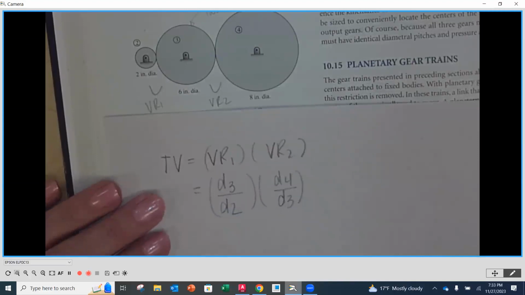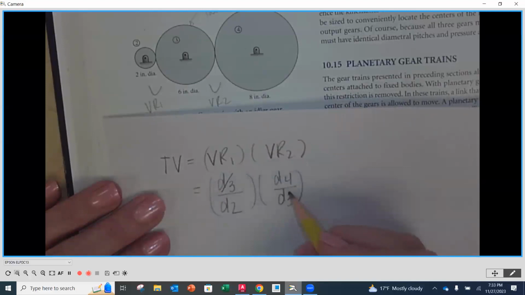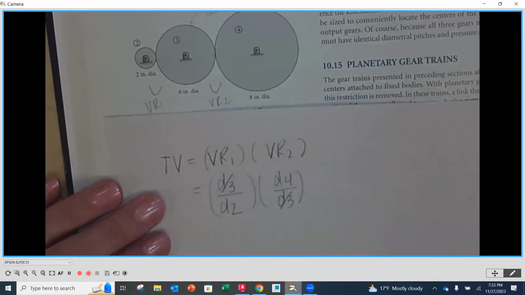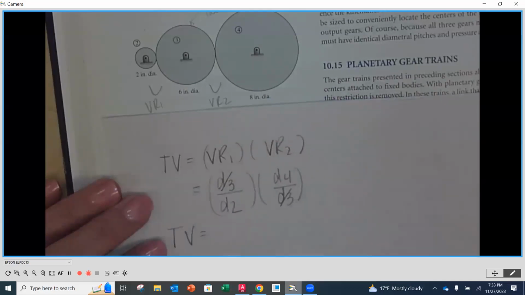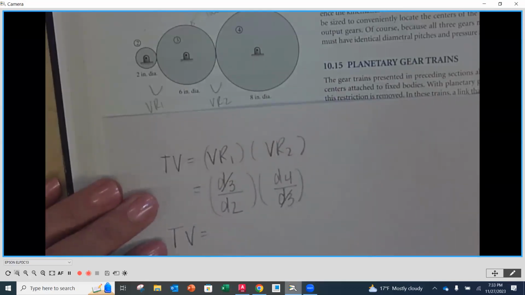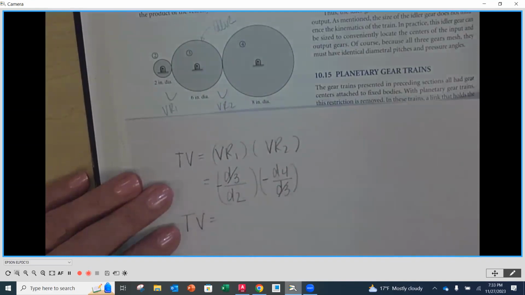So as we look here, if we multiply across the top, divide by the bottom, do you see how we can simply cancel out that D3? And the train value is not affected by that idler gear. 3 is the idler, okay? The only thing it does affect is that if we put the negative in front of each one of these, now the direction is going to be in the same direction as the input. That's the only thing that it changes.